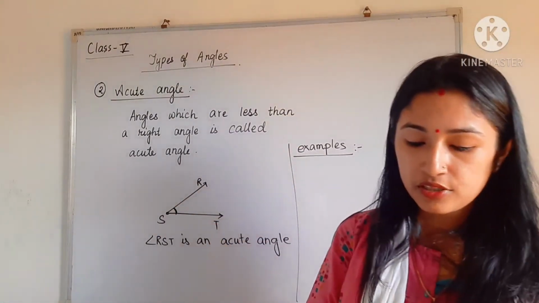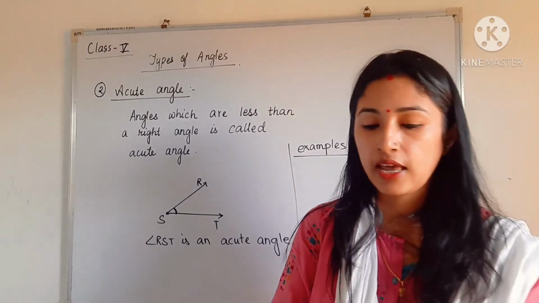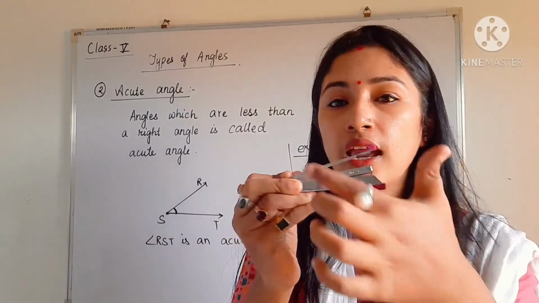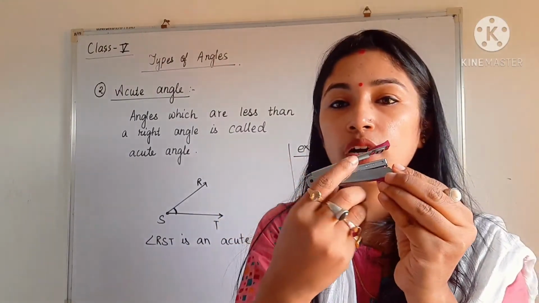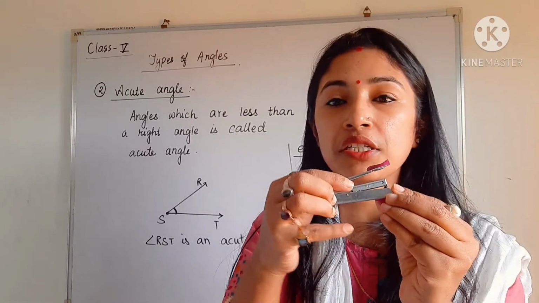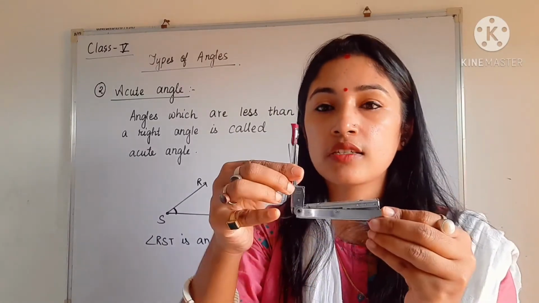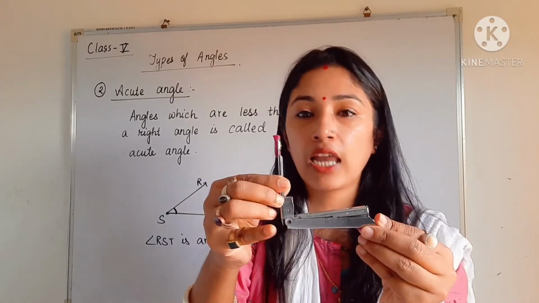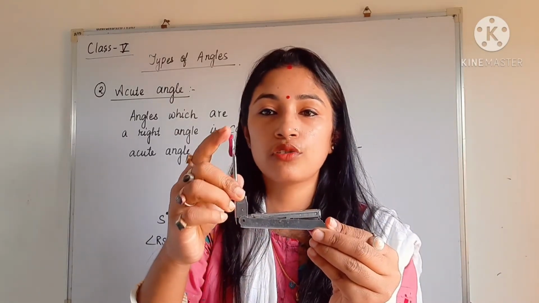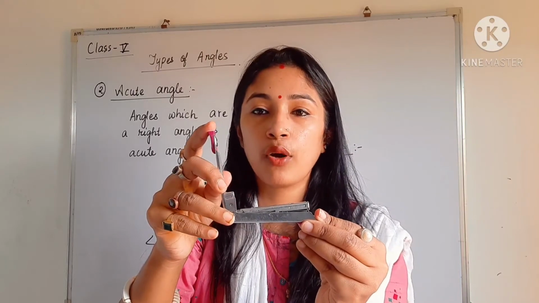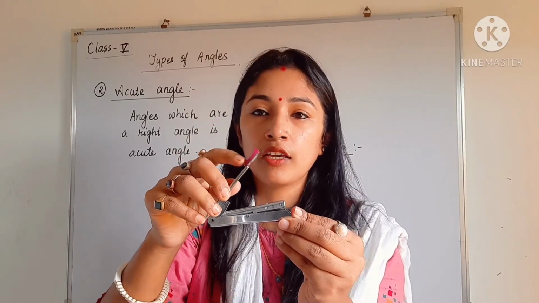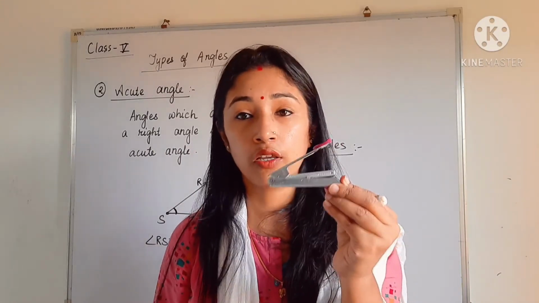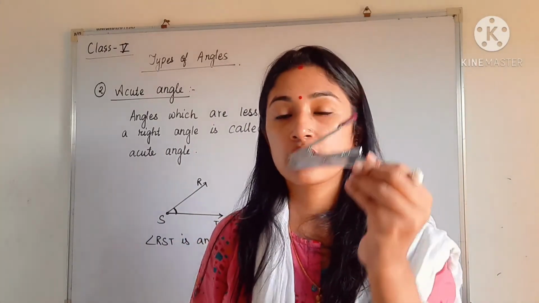Some examples you can see around you. Like this, this is a stapler. You can see that this is one ray and this is one ray. So they are forming what? They are forming an acute angle because it is less than a right angle. See, this is a right angle. I am forming a straight line. This one is a straight line, this is also a straight line. So they are forming a right angle now. But if I do like this, then this is what? This is a right angle. Sorry, this is an acute angle. So this is less than a right angle.